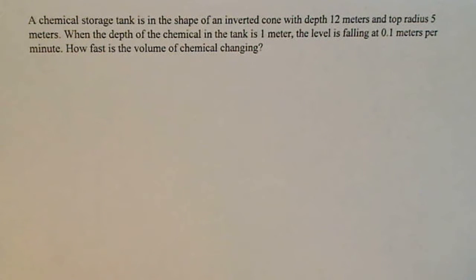So here we have a chemical storage tank in the shape of an inverted cone with depth 12 meters and top radius 5 meters. When the depth of the chemical in the tank is 1 meter, the level is falling at 0.1 meters per minute. How fast is the volume of the chemical changing? So I try to teach my students, they need to draw pictures, they need to write down what's given and what you want. It helps to, again, the idea of relating everything together one way or another.